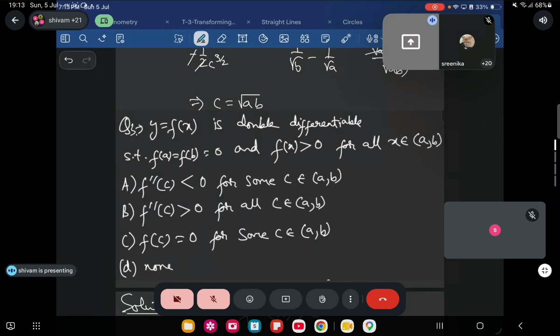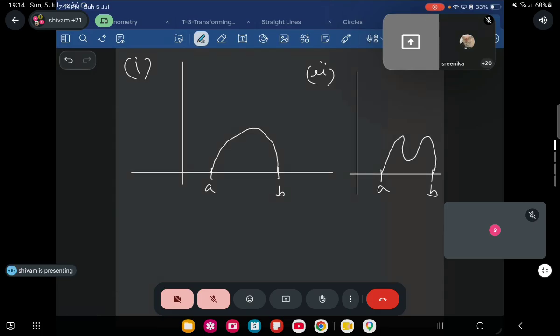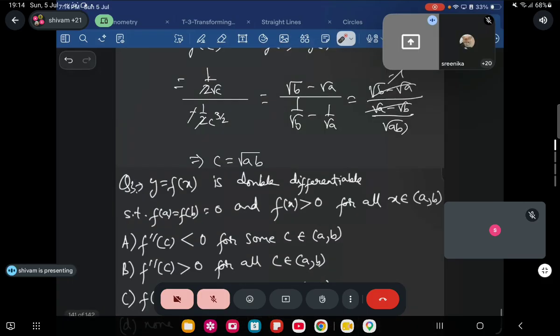C is wrong. C would have been correct if it was f prime C. C cannot be correct. Why? Because you see, f of C is equal to 0, that means it is intersecting the x-axis. But if it intersects the x-axis, what will happen? F of x will become 0. If it becomes 0 like this, can I say that f of x is greater than 0 for all x belongs to a comma b? It will violate this statement.